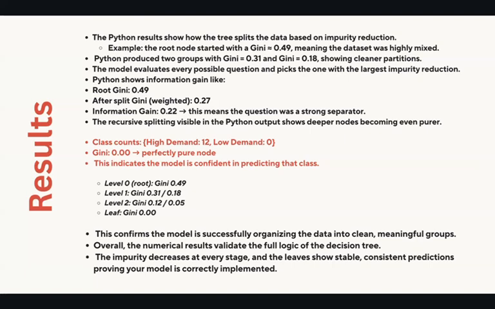This Python shows information gains from 0.49 to 0.22. This means that the question was a stronger separator. We have three levels of Gini, and we have a Gini of 1.0 after we do the whole process, making sure that the model is successfully organized and the data is clean, and we have these three numerical results that validate the full logic of a decision tree. The impurity decreases at every stage, and the leaf shows stable, consistent predictions, proving that our model is correctly implemented.